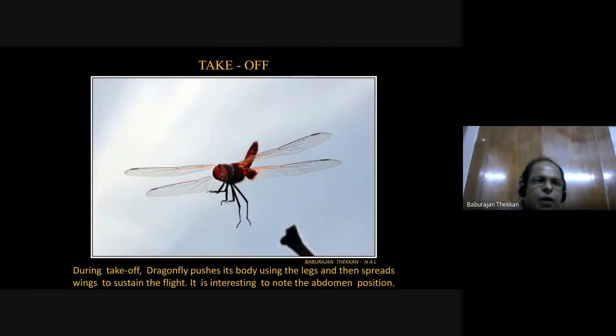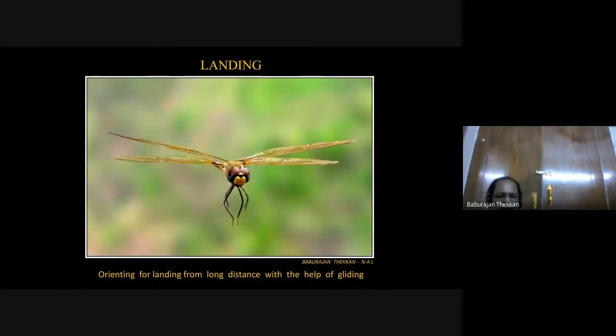Like the takeoff, the insect is taking off. You can see that first they will push their body outside, and their wings will be expanded totally, and you can see their back body. The body is actually giving the pressure to come out from that place. That is the action.